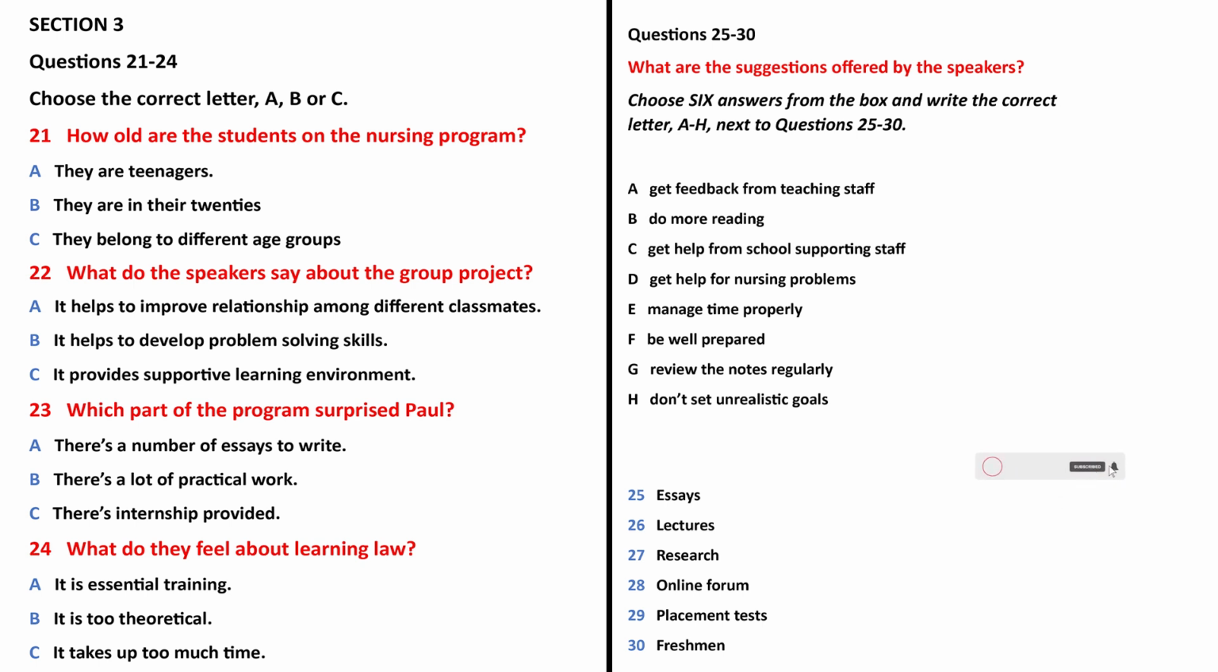Thank you for coming here today and providing valuable feedback on the programme. Have a great summer break. That is the end of section 3. You now have half a minute to check your answers.